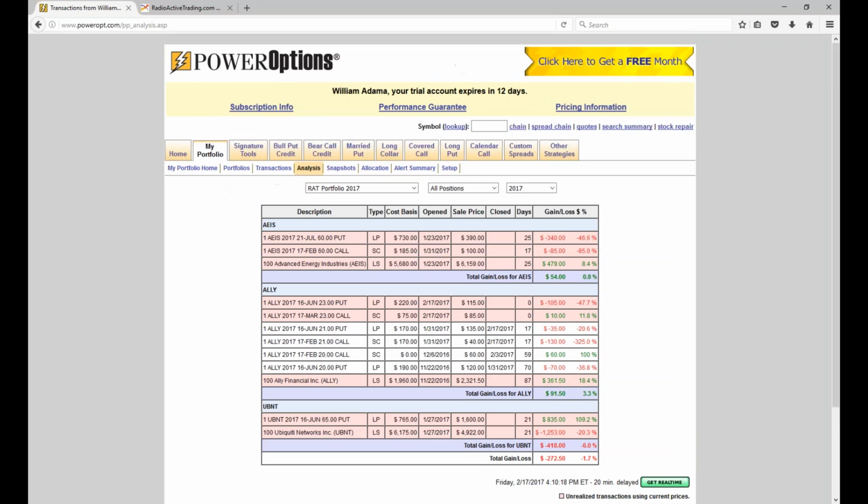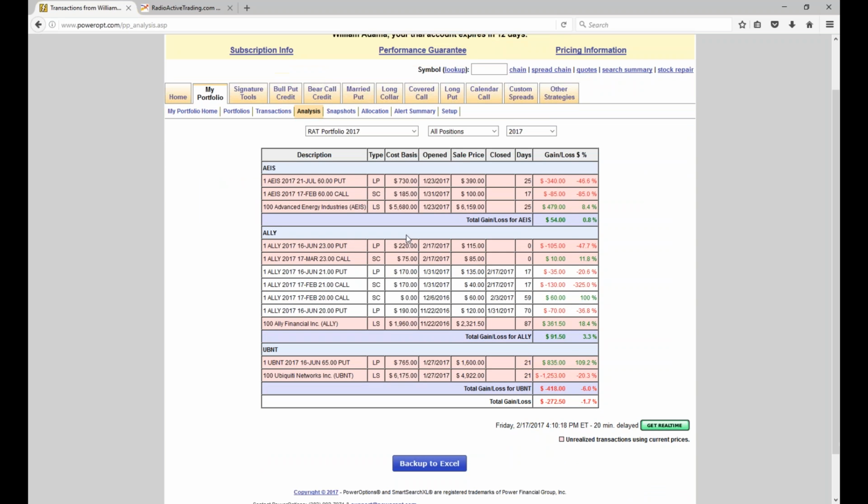Now when I go to Analysis, it's a similar view in the fact that I'm seeing open and closed positions, but it is arranged by underlying stock symbol as opposed to the trade date. So I have positions here, the ones that are highlighted in white or have the white background are those that are closed and have a realized gain or loss for my given stock. Those highlighted in red are the positions that I still have open.